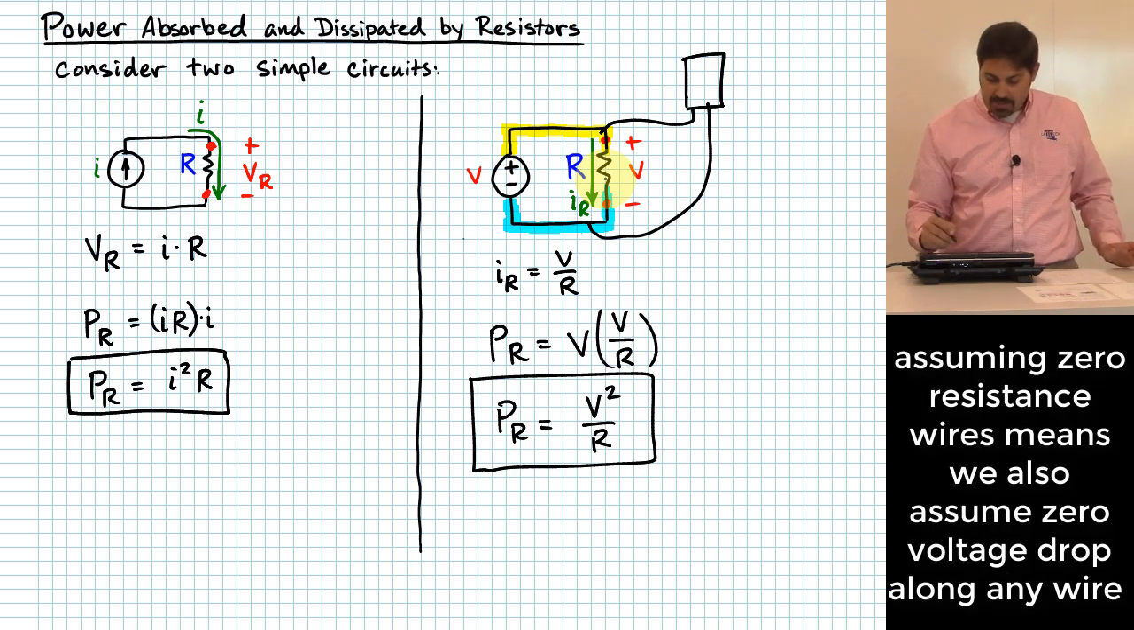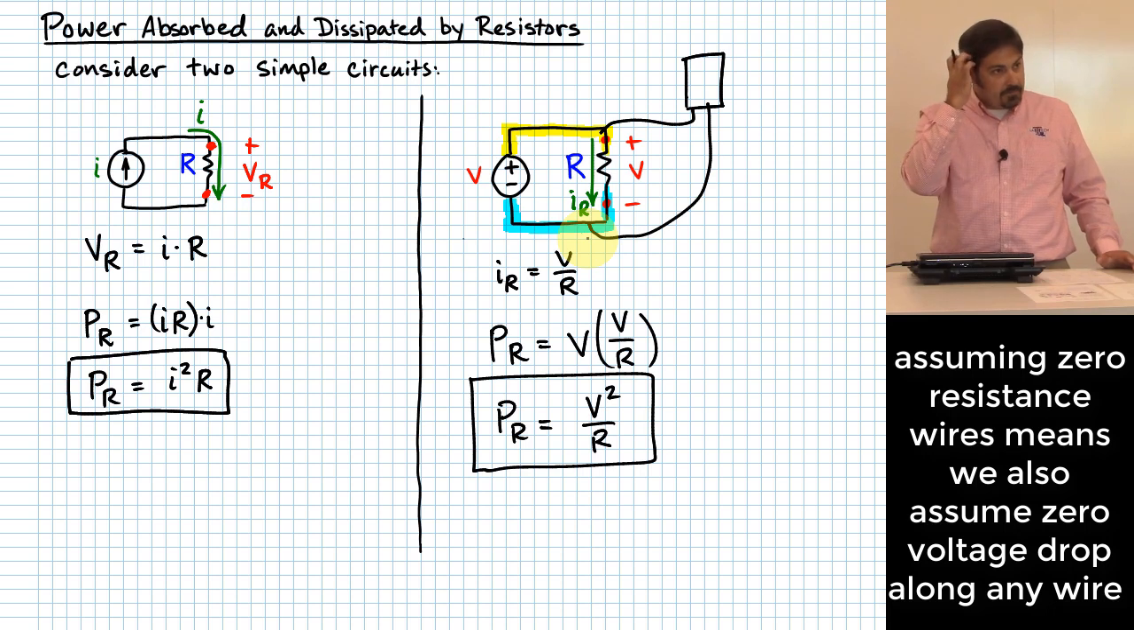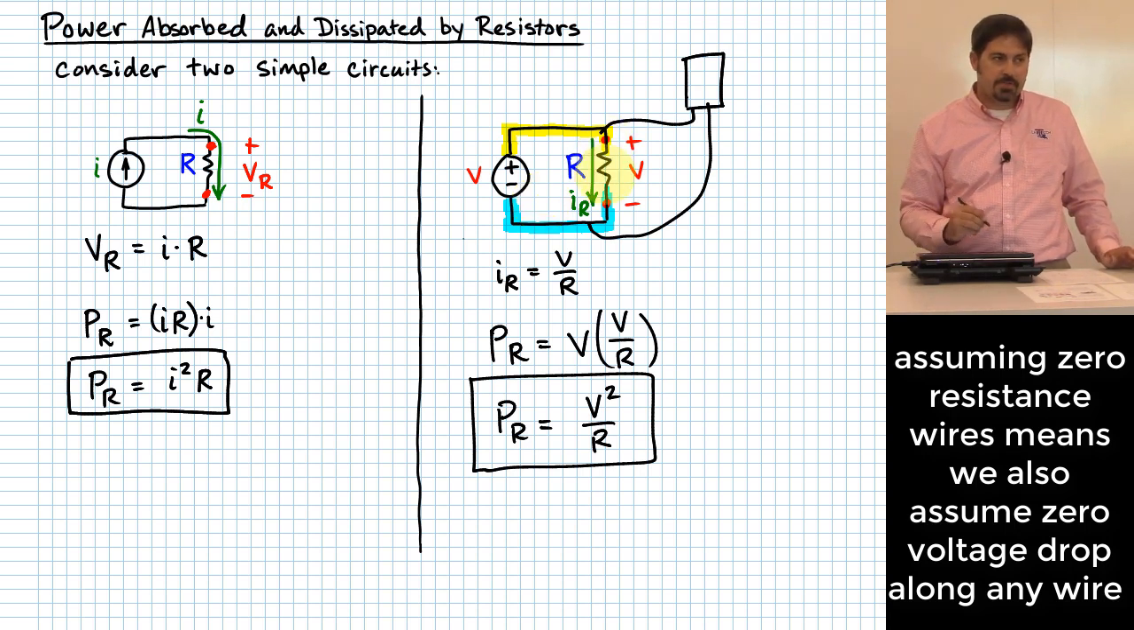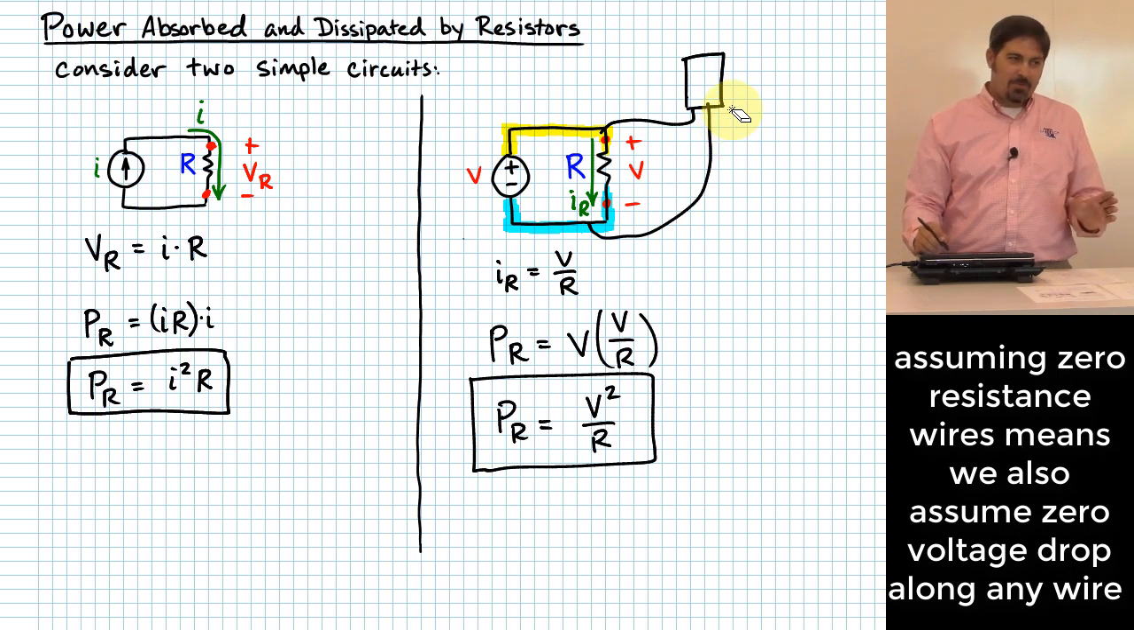The reason for that is that we're assuming 0 resistance in the wires themselves. So there will be 0 voltage drop as you traverse along the yellow node, 0 voltage drop as you traverse along the blue node. The only place where you're going to drop voltage is literally right across the resistor. We can talk about it more.